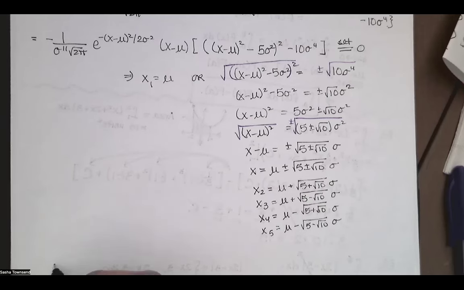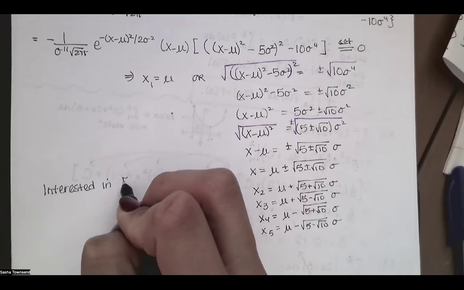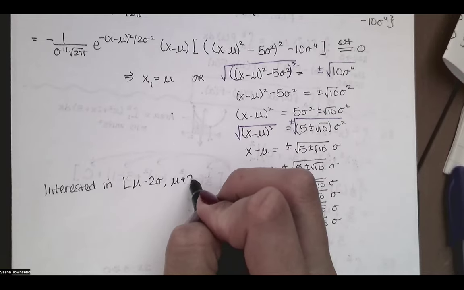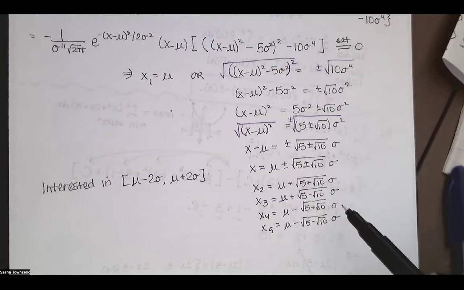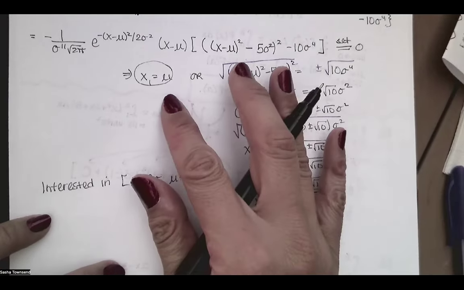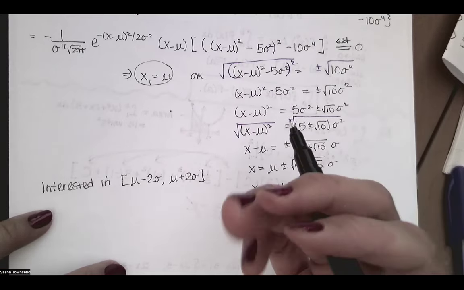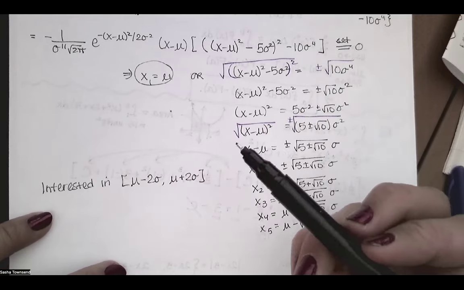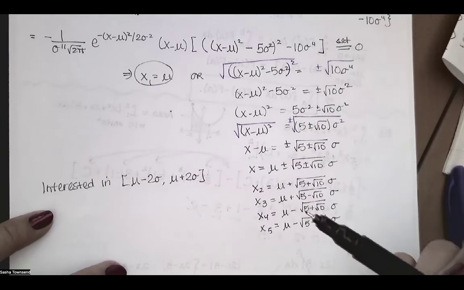Now we're interested in this interval from the mean minus 2 sigma to the mean plus 2 sigma. And so you say, okay, well, which ones of these are actually in our interval? Well, this is one of our x values that gives us that 5th derivative of 0. Where the 5th derivative is 0, that's a potential x coordinate of a relative extremum for the 4th derivative. So we'll evaluate the 4th derivative there and see what we get.